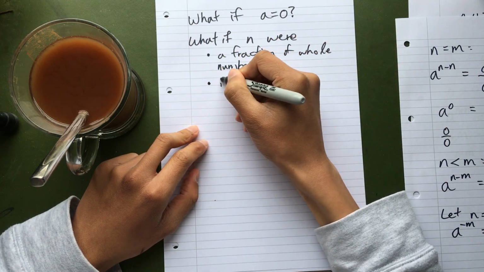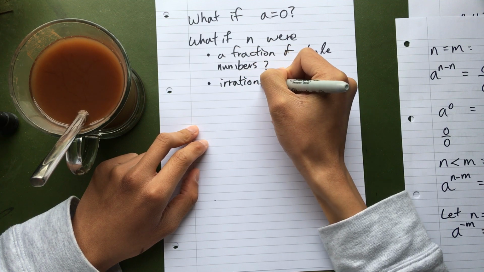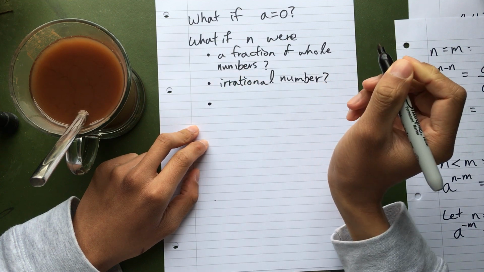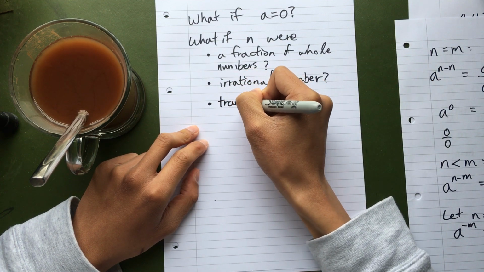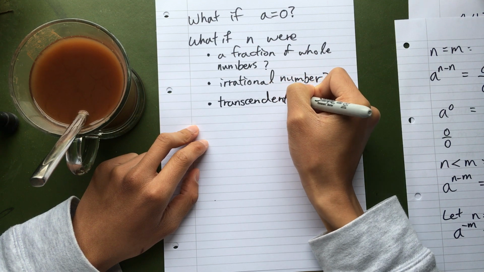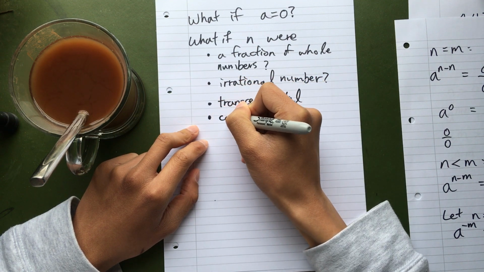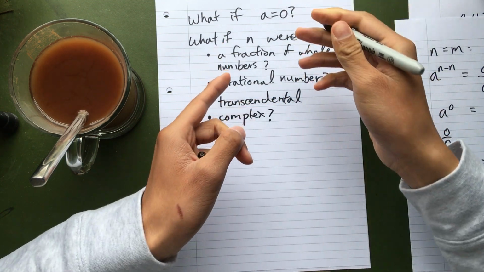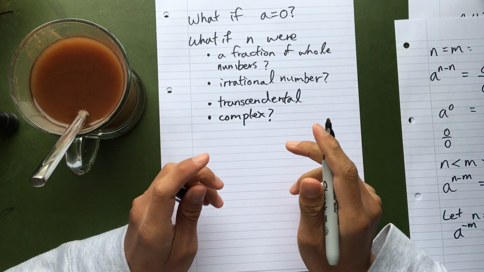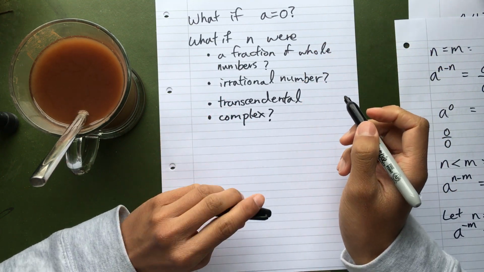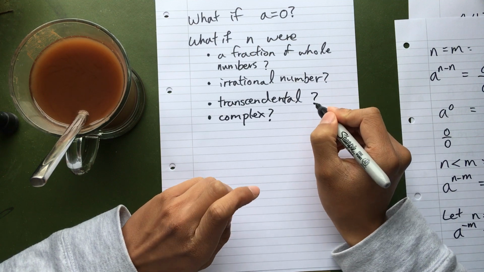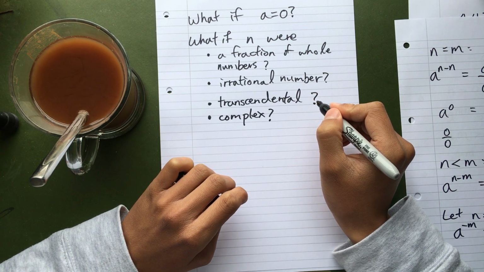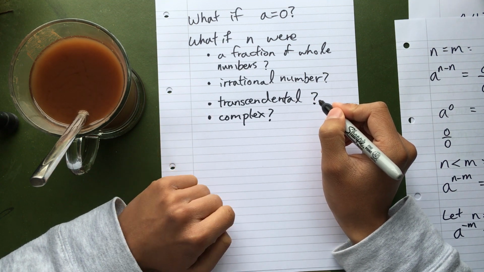What if n were an irrational number? What if n were not even irrational, but transcendental? Or what if n were not even transcendental, but complex? So this is kind of a hierarchy, and if you don't know what irrational numbers or transcendental numbers are, this could be a good chance to get your feet wet, to learn about what these things are. They have very cool names, that's for sure.